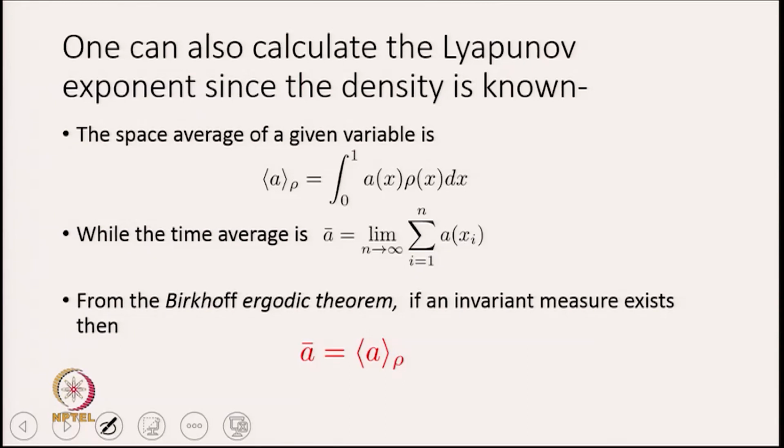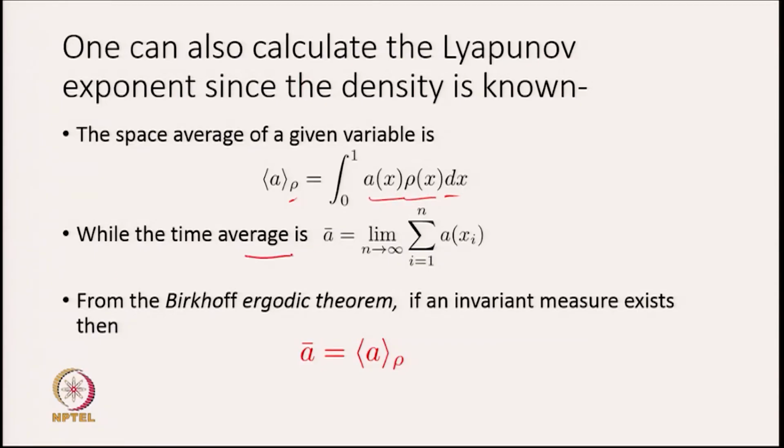Now, from the Birkhoff ergodic theorem, the basic statement of the ergodic theorem is that if there is an invariant measure, then time averages and space averages are the same. So, given a particular variable a, its space average, its average over the entire phase space, given this invariant measure rho, is just the integral over the space, in this particular case just 0 to 1, of a of x times rho of x dx.